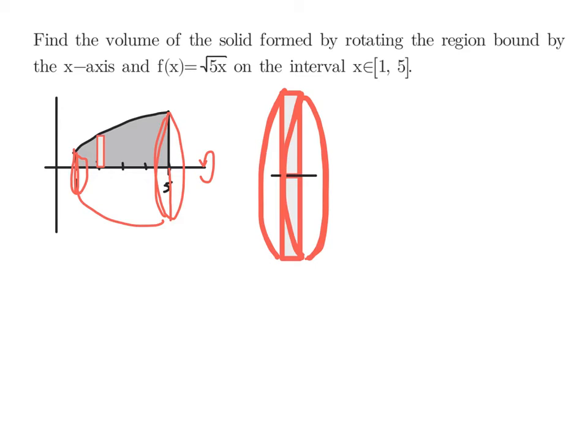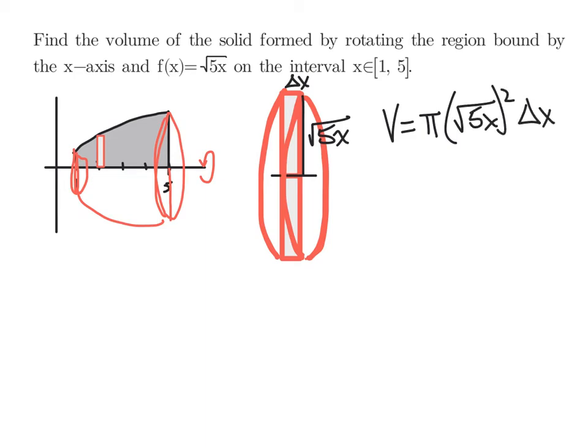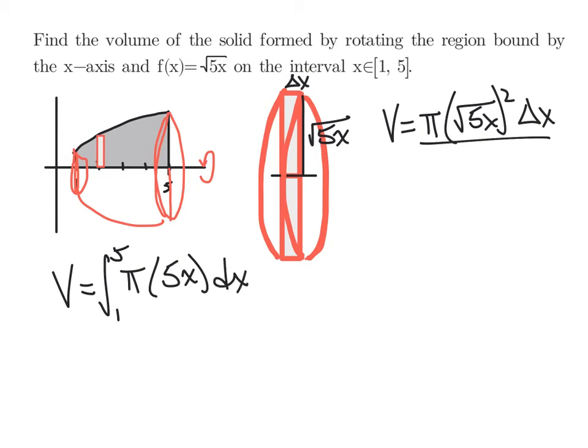And this would be our representative disk. Right? The height of this disk is delta x, and the radius here is f of x, which is the square root of 5x. Now remember, the volume of a disk is going to be pi r squared times the height. This is going to turn into our definite integral. The volume for the entire region is going to be the definite integral from 1 to 5 of pi, and when we square the square root, we'll have 5x, and delta x turns to dx.